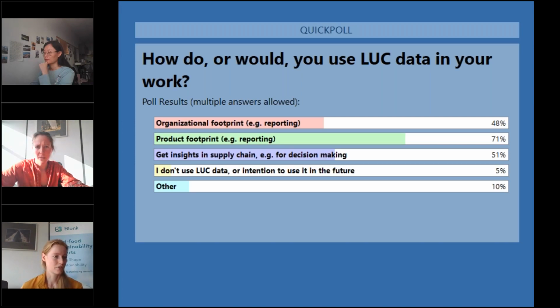So a lot of focus on incorporating the results in product footprints and in organizational footprints, but also to get insight into the supply chain and use it for decision making. So it's good to know that there's also a lot of incentive to use it in supply chain management and decision making, because in the end, that's a great way forward to stop land use change.